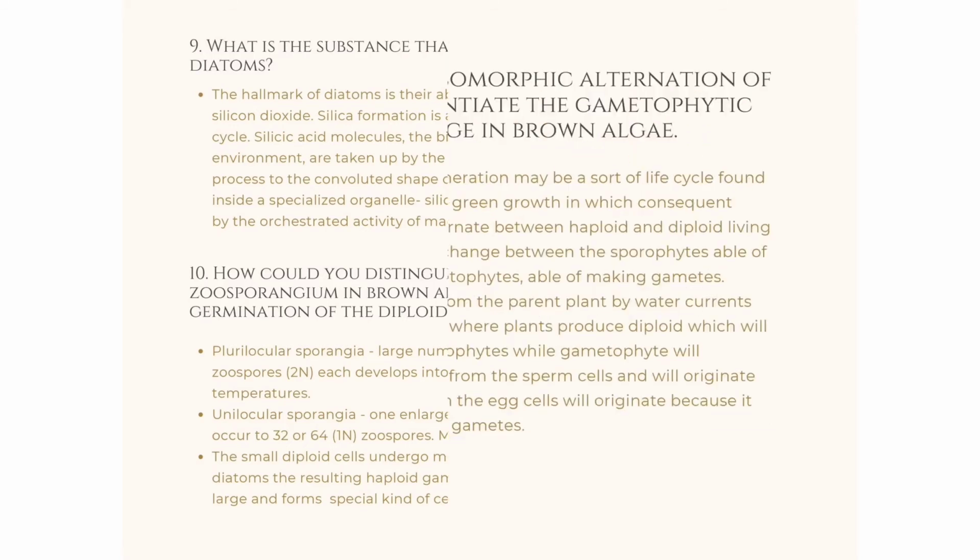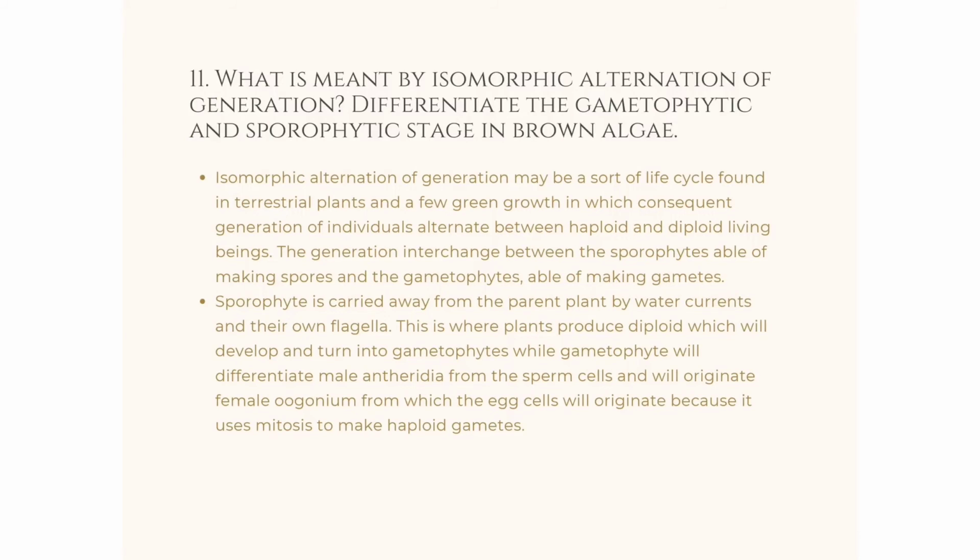What is isomorphic alternation of generation? Isomorphic alternation of generation is a sort of life cycle found in terrestrial plants and a few green algae, in which consecutive generations of individuals alternate between haploid and diploid organisms. This generation alternates between the sporophyte, able to make spores, and the gametophyte, able to make gametes.